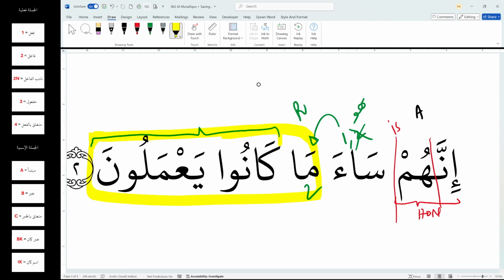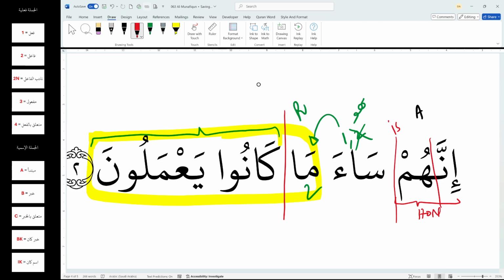Outside door of sa. And then let's go inside this packet a little bit. So we just said that ma is ism mawsul. That's clear. So it's ism mawsul. Let's go into the silatul mawsul. Now when you go to silatul mawsul, kanu ya'malun. Now kanu is fi'l naqis.